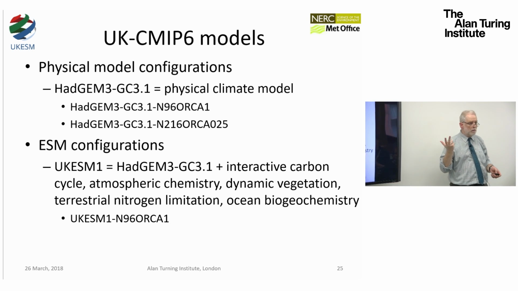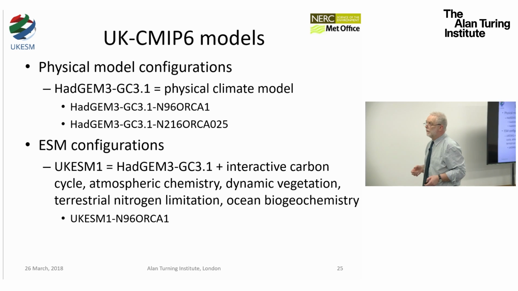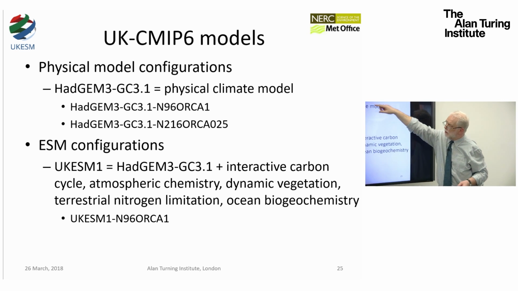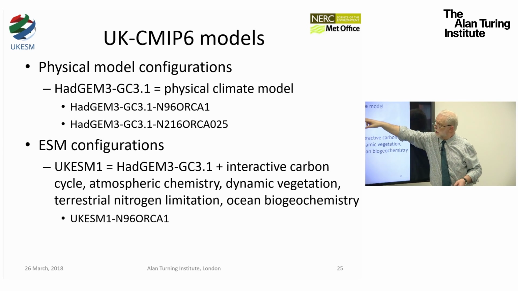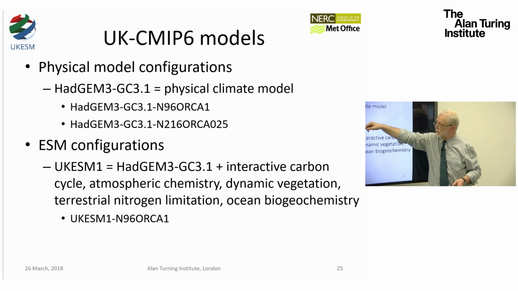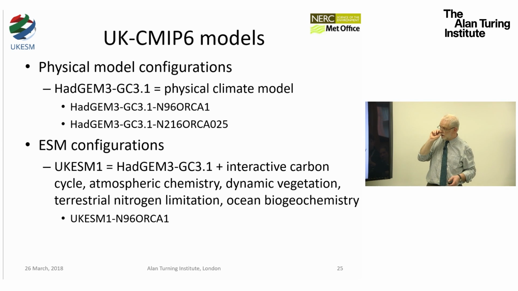These are the models we're using in CMIP6 in the UK. Remember I said there's a physical model and an Earth system model. The physical model comes at you in two flavours depending on its resolution. So the HadGEM3 GC3.1 is a catchy name for the physical climate model. It comes in two resolutions, N96 ORCA1 and N216 ORCA025. I'll show you what those mean in a second.